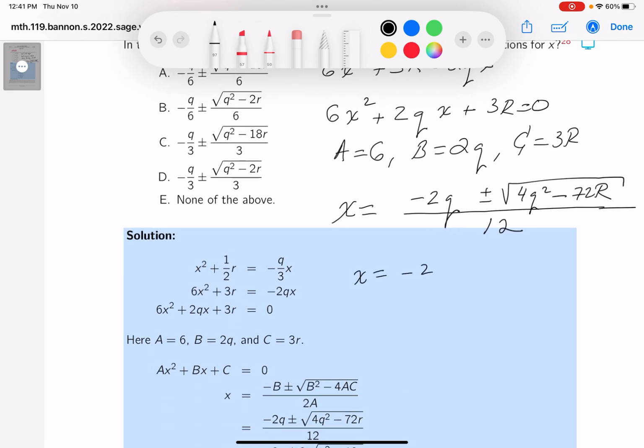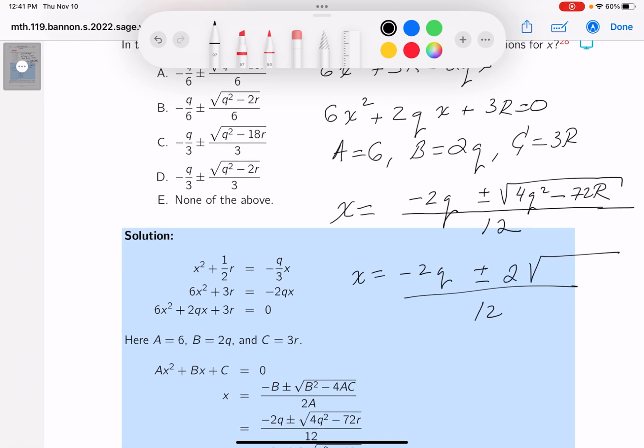X equals minus 2q over 12, plus or minus. I'm going to factor a 4 out from the radicand, and the square root of 4 is 2, and you're left with q squared minus 18r. Again, 4 times 18 is 72. Let me split it, because I do have the answer split into two terms. It would be minus 2q over 12, which would be minus q over 6, plus or minus, again, a 6 common denominator, and the root on top would be the root of q squared minus 18r.